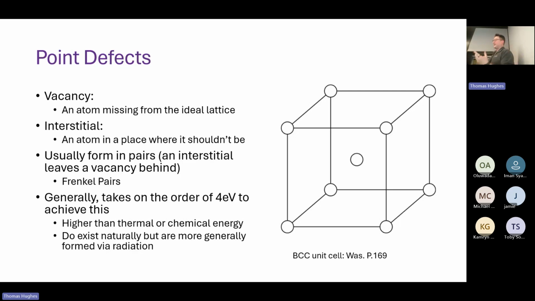But if we have defects in there, so if we've got a vacancy, which will be an atom missing from where it should be, or an interstitial, an atom in place where it shouldn't. These are what's known as point defects. They usually form in pairs, especially when we're talking about radiation, which are called Frenkel pairs, because if you move one atom somewhere else, you're going to leave a vacancy behind and you've got an interstitial. Generally, it takes about 4 eV to achieve this kind of thing. So it's technically possible to achieve with just thermal energy, but it'd be very close to your material's melting point. But this is generally done via radiation.